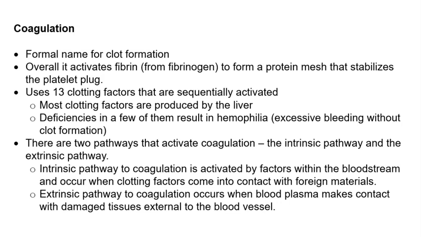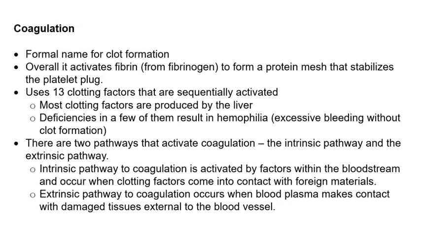The intrinsic pathway to coagulation is activated by clotting factors within the bloodstream and occurs when the clotting factors come into contact with foreign materials. So that is, materials that are not the tissues and the cells that line the inner walls of the blood vessels. One example of a foreign material is glass, which explains why blood will clot when placed into glass sample tubes. If that glass tube happens to be coated with heparin on its inner surface, the heparin would prevent the activation of the clotting factors.